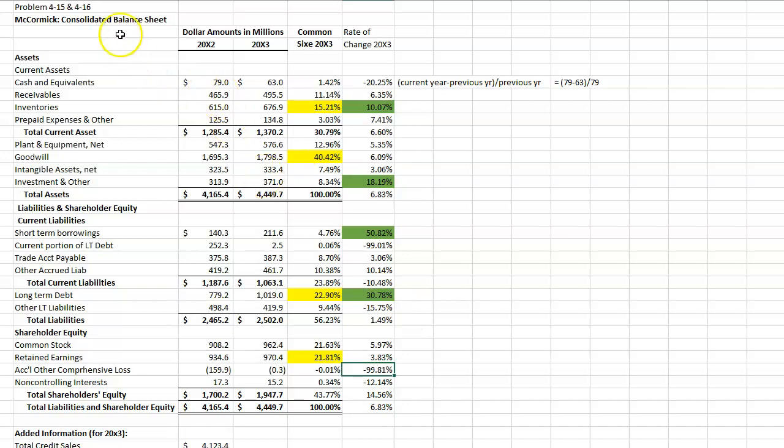Then for number 16, we have to calculate a lot of ratios and then provide a brief description of what each ratio reveals about McCormick. I think I will do that in a different video. So look for another video.